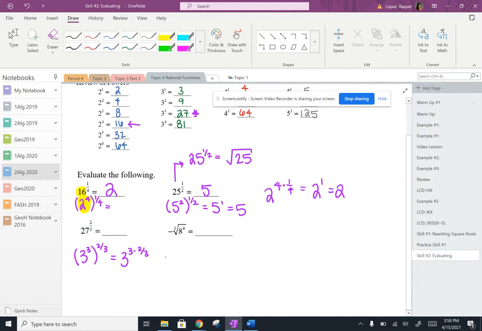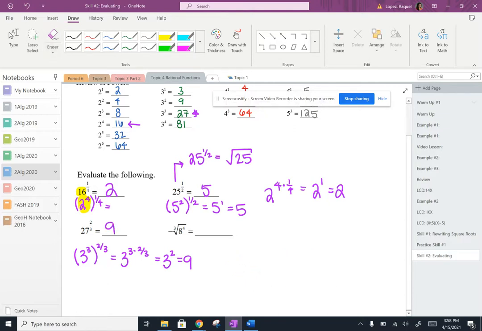When I'm multiplying 3 times 2/3, our threes are going to cancel out, because if I'm doing 3 times 2/3, I'm really doing 3 over 1 times 2 over 3. And we know from our rationals unit that this reduces, so I'm just left with 2. So this is equal to 3 squared. And we know the answer to 3 squared. This is 9. So 27 to the 2/3 is equal to 9.